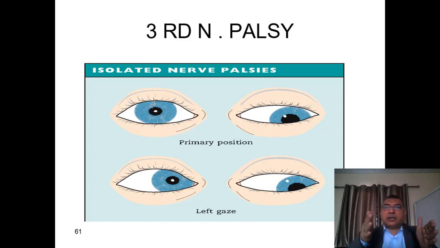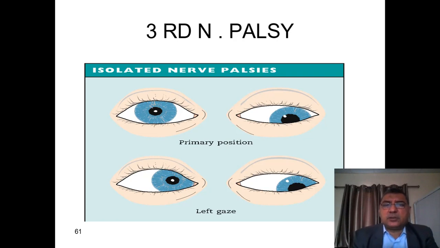For example, if we said right 3rd nerve paralysis, all the extraocular muscles of the right eye are paralyzed except the lateral rectus and the superior oblique. The lateral rectus will pull the eye outwards, so it will produce exotropia. The superior oblique will pull the eye downwards, so it produces hypotropia. So exotropia and hypotropia with limitation of ocular motility of all other extraocular muscles.